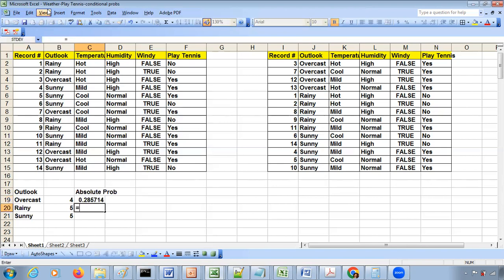Then probability that Outlook equals rainy among the 14 records is going to be 5 over 14. So 5 of the 14 records have Outlook as rainy. Similarly, 5 of the 14 records have Outlook as sunny. Okay, so that's absolute probabilities. So now we have to find the conditional probabilities.